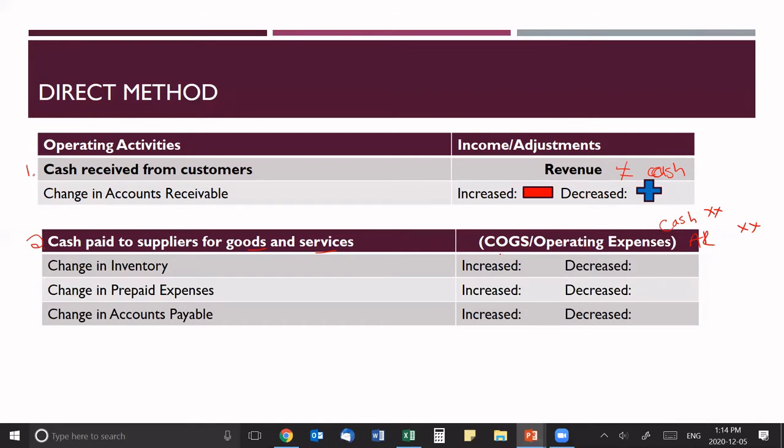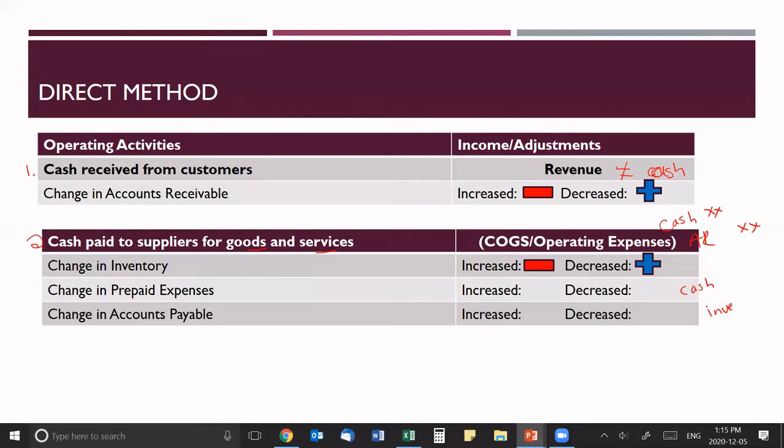So cost of goods sold, what's related to that is inventory. So changes in inventory from prior year to current year. If inventory has increased, then you would subtract that. If inventory has decreased, then you would add that. Okay? So if inventory has increased, what would be the journal entry? So you would debit cash and you would credit inventory.